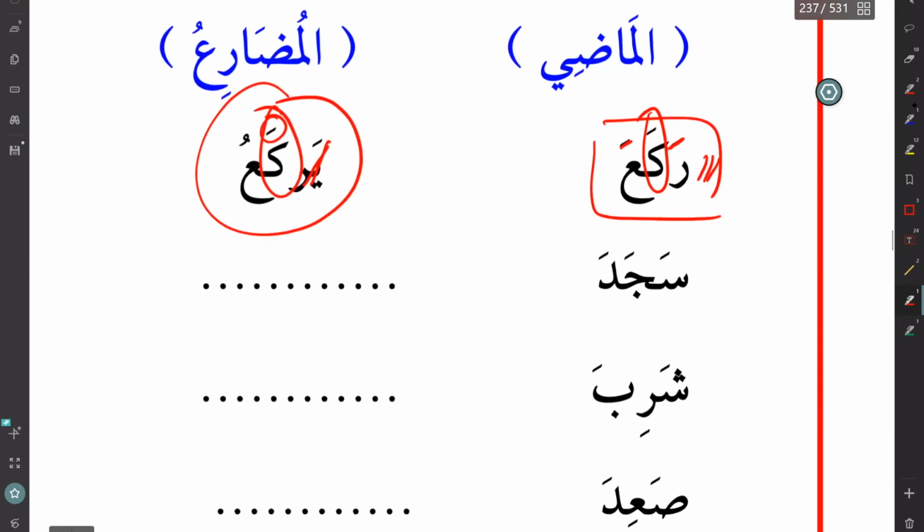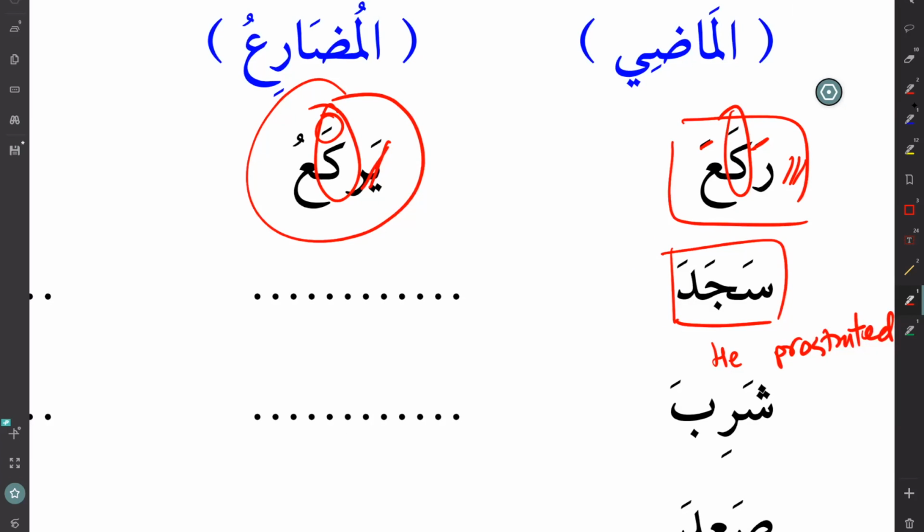So we have sajada. Sajada is to prostrate, right? To do sujud. And here sajada, of course, is past tense, right? He prostrated. Okay, this is in the past tense. So how do we say it in the present tense? We have to bring our ya, because ya is for the present tense, right? So we bring the ya and put sukun on the first letter, and the last one is always dhamma, right?